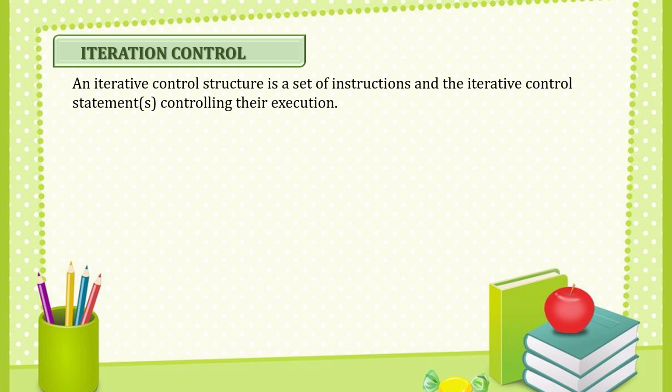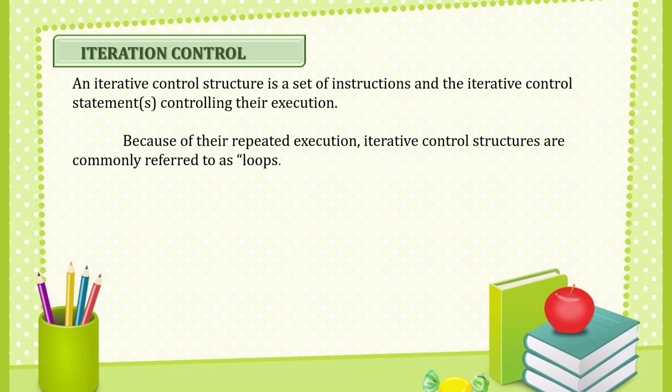An iteration control structure is a set of instructions and their iterative control statements controlling their execution. Because of their repeated execution, iterative control structures are commonly referred to as loops. So in this we have two things. The first one was while. So what is a while?